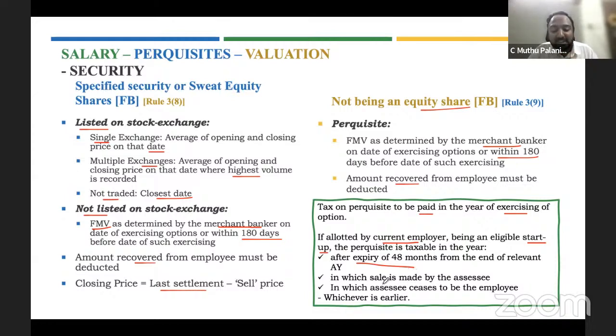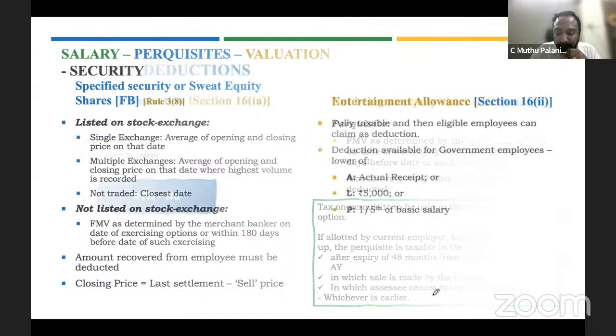Second thing, the year in which the sale is made by the assessee. Before that, if I'm making a sale, that period itself, in which the assessee ceases to be employed, if I'm quitting that organization, then also it applies. So of these three, whichever is earlier: 4 years from the end of the relevant assessment year, sale of that asset, or ceasing to be an employee. In that year, this will become taxable. This will be treated as a perquisite.